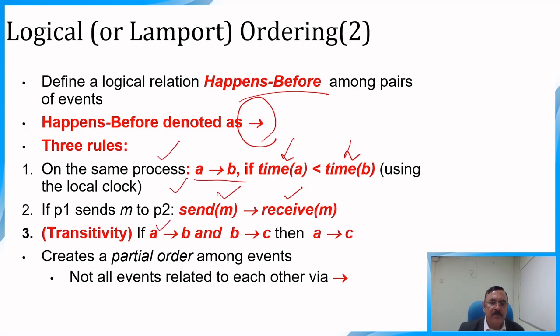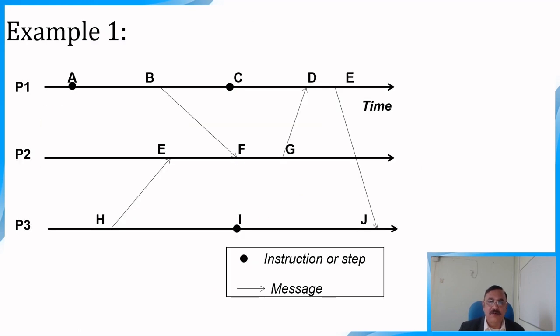So together, rule 1 and rule 2 are used in defining the transitivity relation. That is, if A has happened before B and B has happened before C, this implies that A has happened before C. Together, this happened-before relation creates a partial order among all the events in the distributed system. Why is it called a partial order? Because not all the events are related by this happened-before relation. That is why it is a partial order.